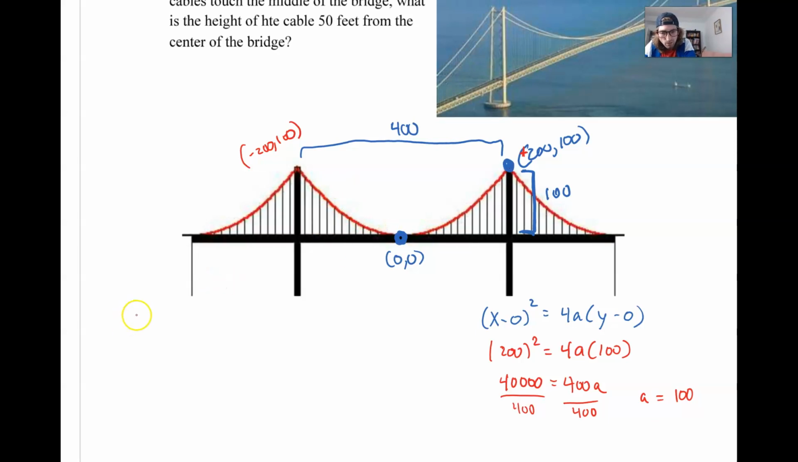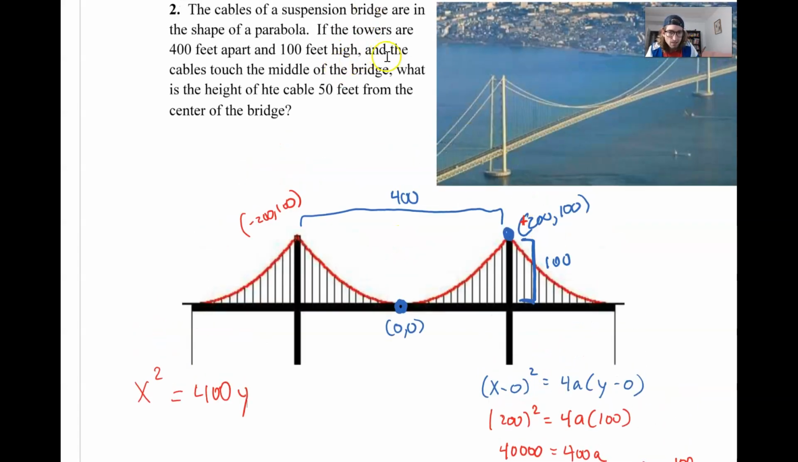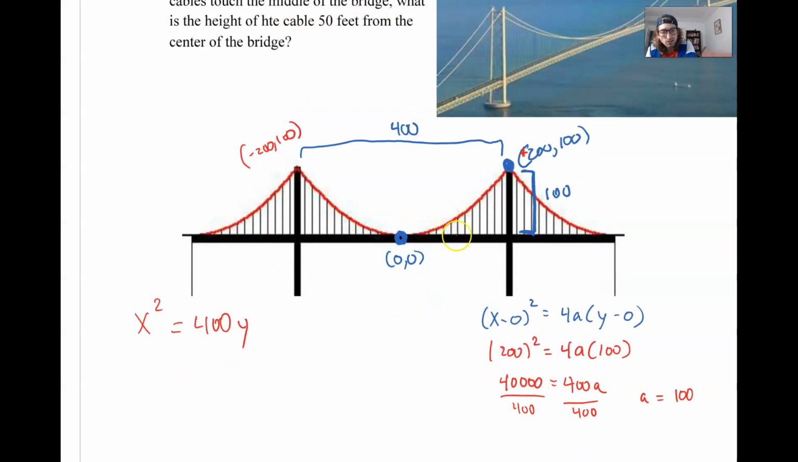So what's our equation of this parabola? Let's not even write the zeros. It'd be x squared equals 4 times 100, 400, y. That would be our equation. Now, the thing that we didn't do for the problem above is this asks, what is the height of the cable, sorry about the typo, 50 feet from the center of the bridge? So we're over here at 50 somewhere, and we want to know how tall it is. So we're finding the y-coordinate when the x-coordinate is 50. We plug in 50 for x, and we solve for y.